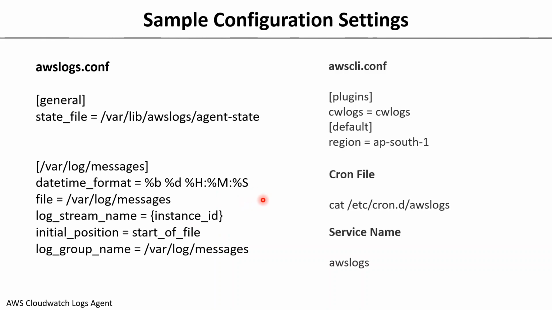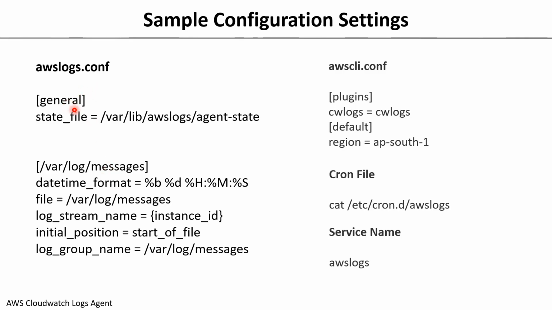So let's take a sample configuration file, awslogs.conf, which defines what logs to be collected from that particular EC2, right? It has two sections. One is called the general section, and the other is a section which helps you identify what logs you are collecting.